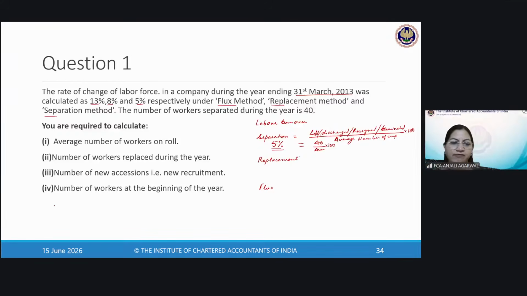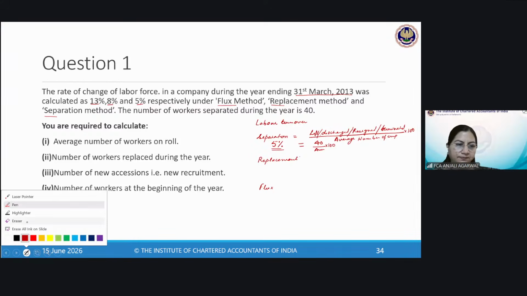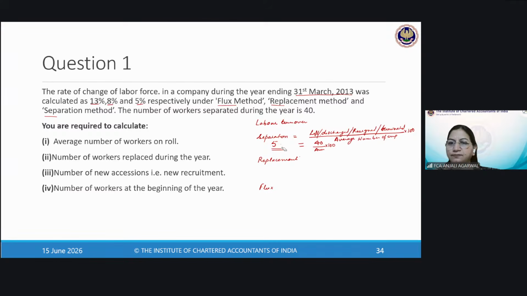Okay, so this gives you 5. So when you solve this, average number of workers will be 4000 divided by 5, and you will find out how many average number of workers are there in the organization. So average is 4,000 divided by 5, 8,000 number of average employees.